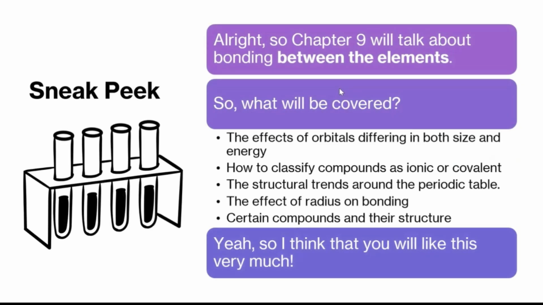Now, I will give you guys a sneak peek. Chapter 9 will then talk about bonding between the elements. We're going to talk about size and energy of orbitals, how to classify compounds as either ionic or covalent, structural trends in the periodic table, the effect of radius in bonding, and certain compounds and their structures. Overall, that chapter gets a bit shorter. So, expect the best.